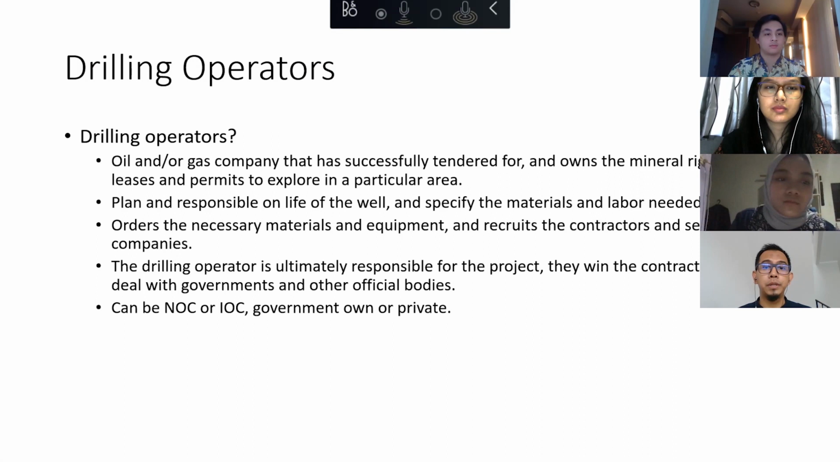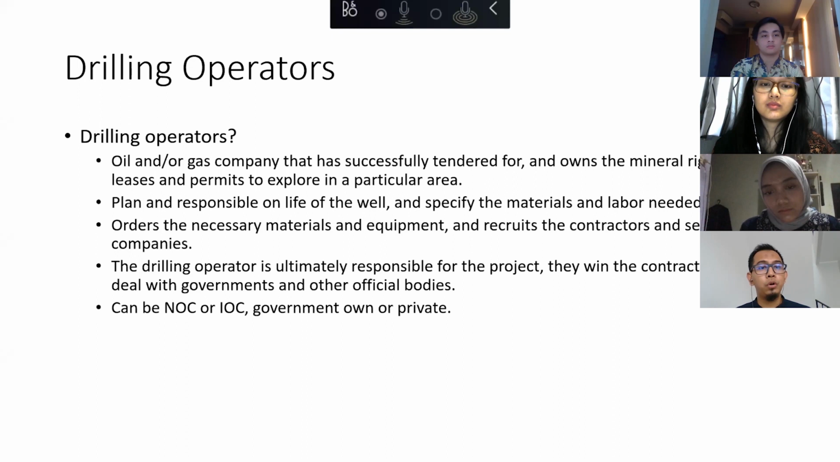oil and gas company that has successfully tendered for a field and owns the mineral rights of a block, lease, and permits to explore in a particular area. They are responsible for planning the life of the well and specifying the material and labor needed to develop this field. They are responsible for ordering the necessary materials, equipment, and personnel, and recruiting contractors to grow this field and produce the hydrocarbon. The drilling operator is ultimately the entity responsible for the project.